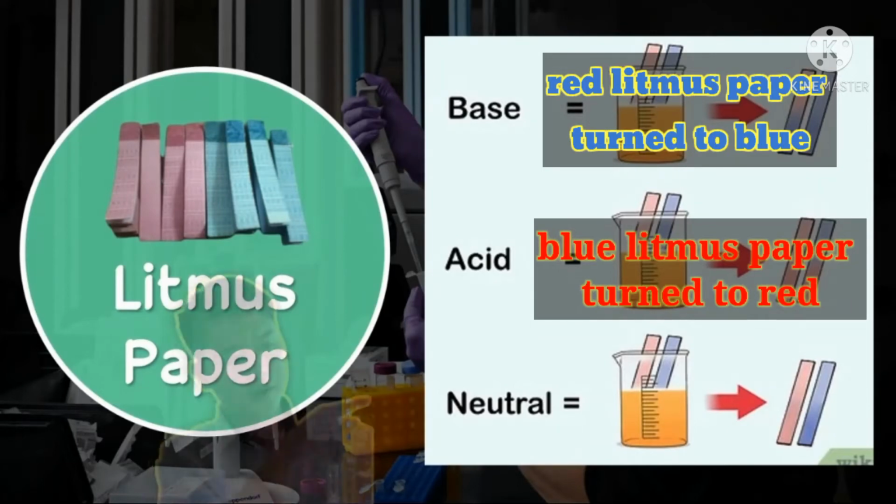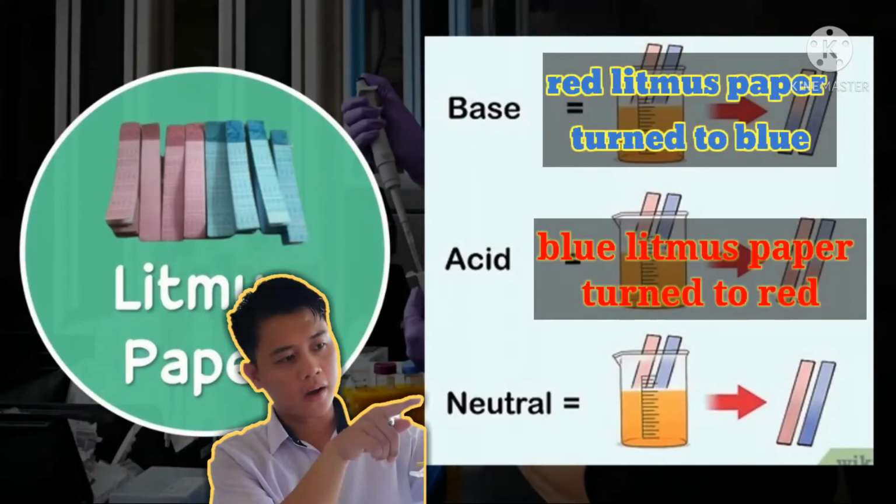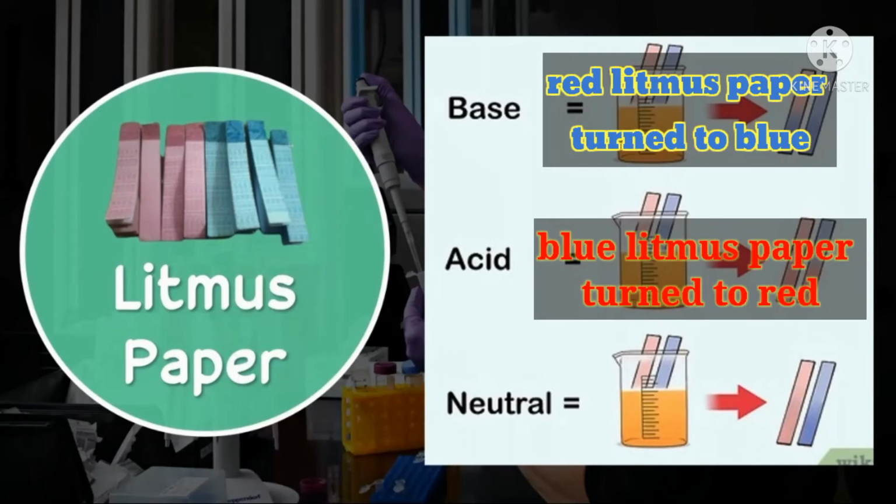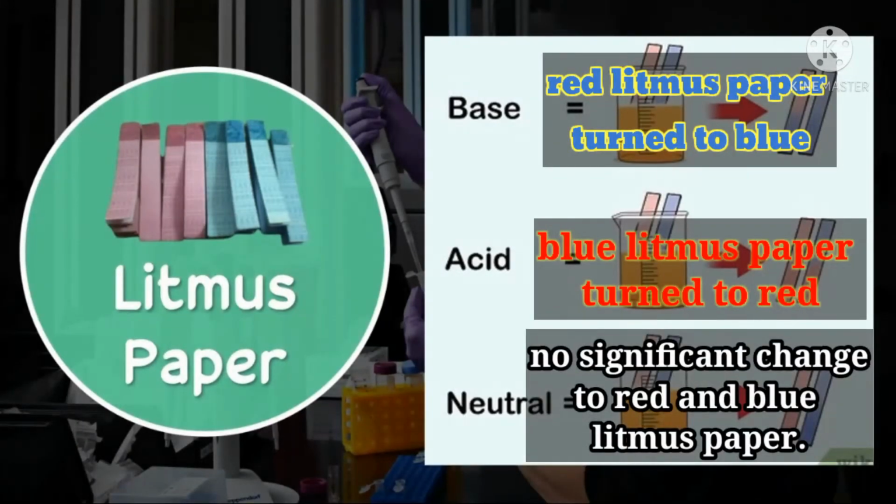And lastly, let's go to neutral substances. Kapag neutral o yung may pH 7, for example, we have water. There is no significant change in blue at red litmus paper. The color remains the same because it is called neutral.